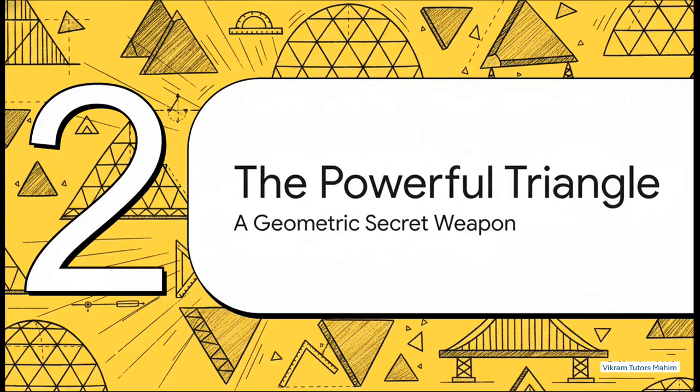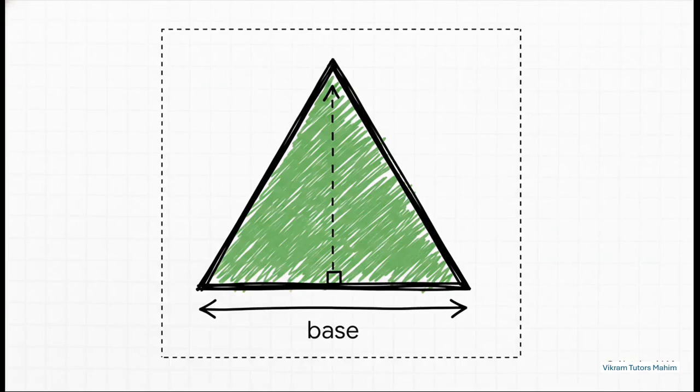All right, let's move on to our next shape and see how these ideas build on each other. We're talking about the triangle. It is one of the strongest, most important shapes in all of engineering and geometry. It's a true geometric secret weapon. Now, the formula that most of us probably remember from school is this one. The area of a triangle is 1/2 of its base times its perpendicular height. So you take the length of the bottom, you multiply it by the straight-up height, and then you just cut it in half.